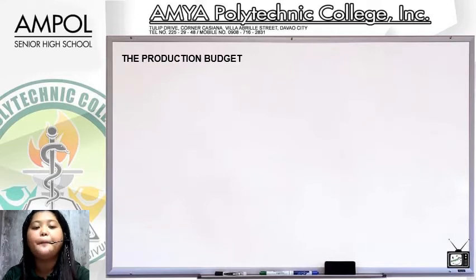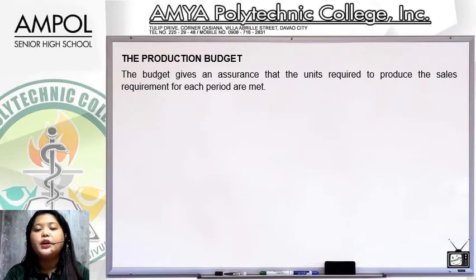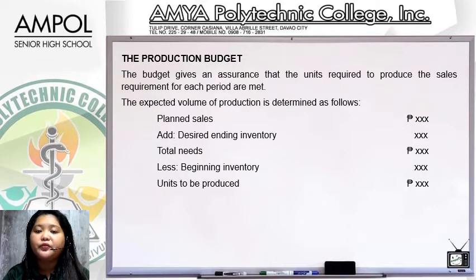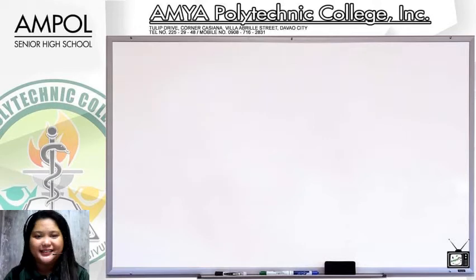So, production budget. So, when you say production budget, the budget gives an assurance that the units required to produce the sales requirement for each period are met. So, the expected volume of production is determined as follows. So, ito siya ang gamitin sa pagkuha sa expected volume of production. So, first one is we have the planned sales, and then also the additional or the desired ending inventory, the total needs, and the less beginning inventory, and also units to be produced.